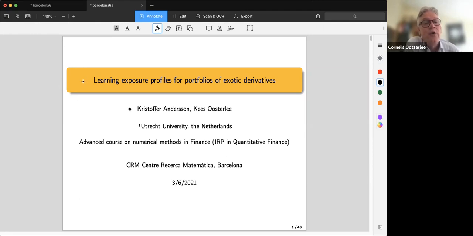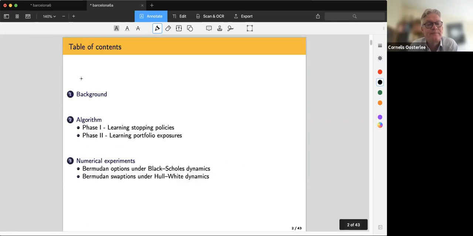It is about learning exposure profiles for portfolios of exotic derivatives. So many researchers look at CVA, but for one derivative only, or in a controlled setting. And we try to go to a portfolio of derivatives and a high dimensional setting. So slowly moving towards practically relevant applications.